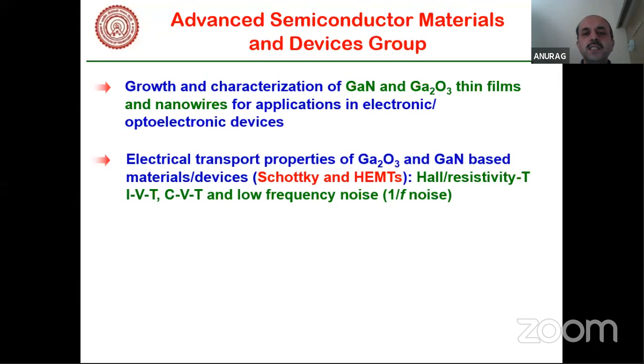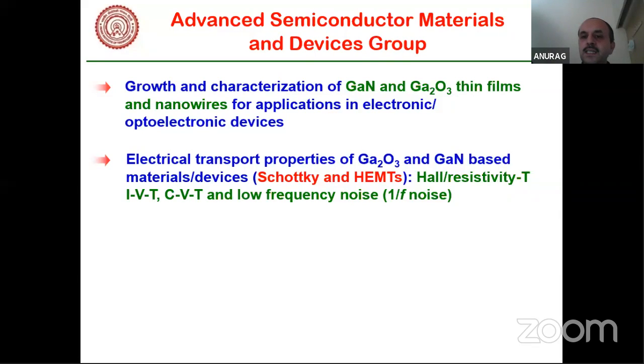The kind of devices we fabricate are electronic devices, optoelectronic devices, and so on. Another very important theme in our research group is the study of electrical transport properties of gallium oxide and gallium nitride based materials as well as devices. This is the topic I am talking about today. We also fabricate Schottky diodes and high electron mobility transistors. These are a special category of transistors which are used for high power and high frequency applications, like 5G applications which we are looking at nowadays. The gallium nitride based HEMTs are the enabling devices for this technology.